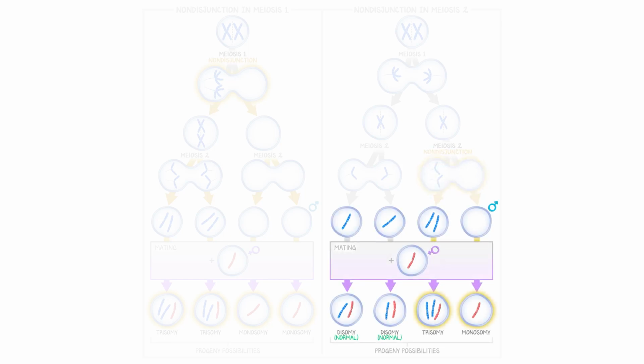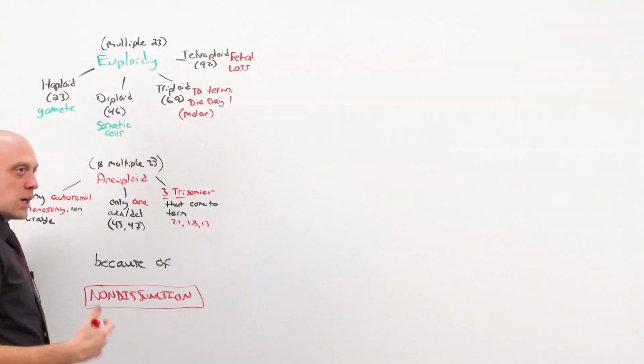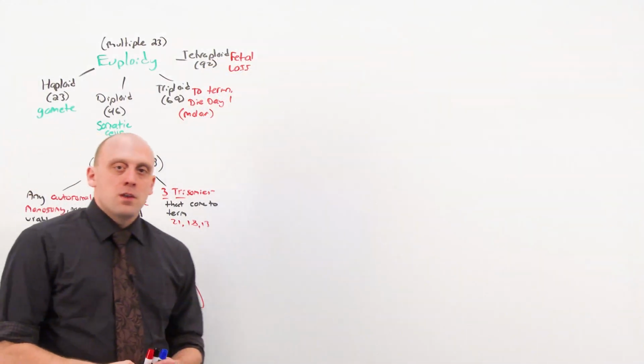If we pair those with the haploid gamete, normal, what we end up with is actually 2 potential normals, disomic, normal, 1 trisomy, 1 monosomy. Point is, if you're going to change the number of chromosomes, non-disjunction is the way to do it. So now we're actually going to walk through the disorders.